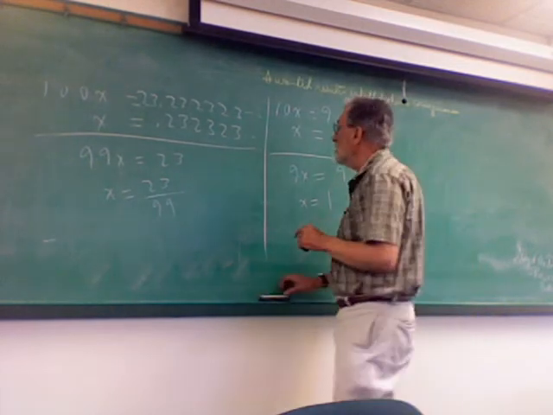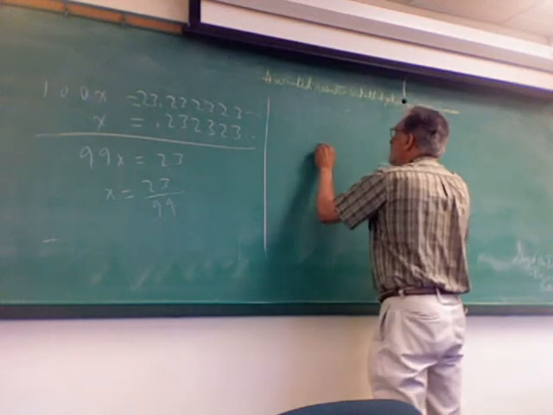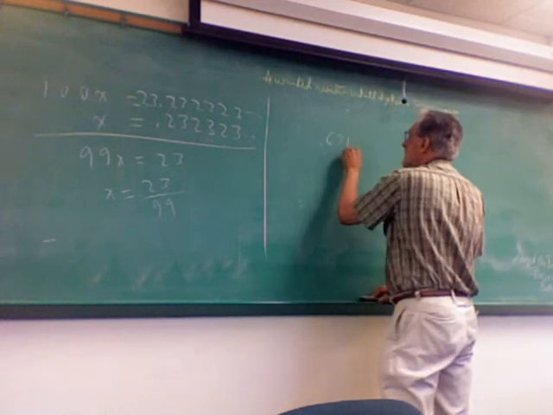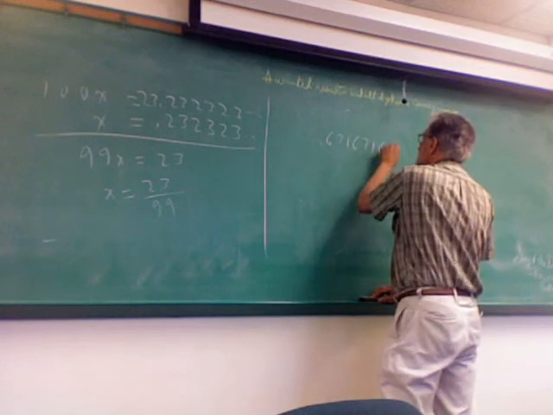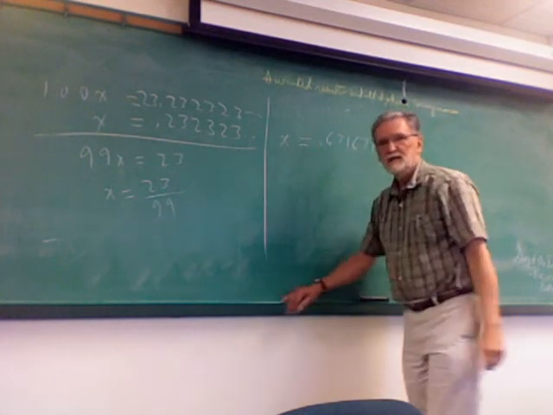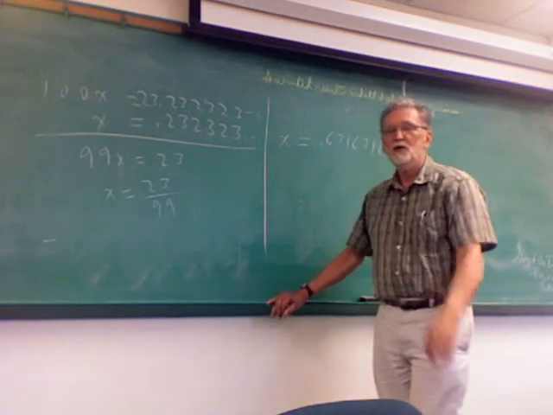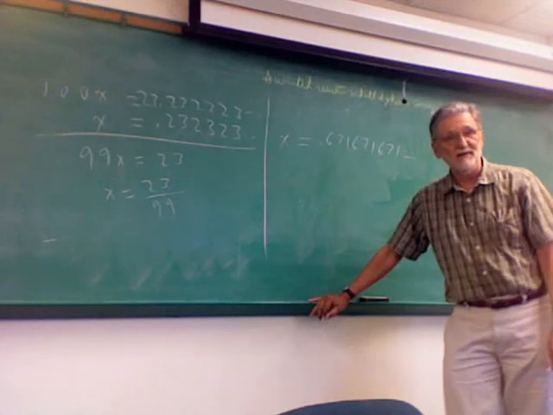Okay, now for homework, you do this one. What's 0.671671, etc.? What's that? Multiplied by 1,000. Okay, we'll do some more of this on another little video.